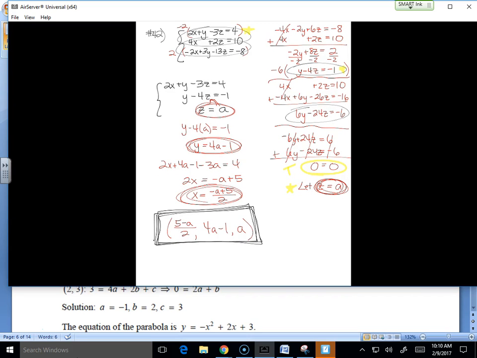Only when your third equation cancels out, like that one, 0 equals 0, and it's true. If it's 0 equals 7, no solution. If it's 0 equals 0 or 4 equals 4, then we have infinitely many solutions.